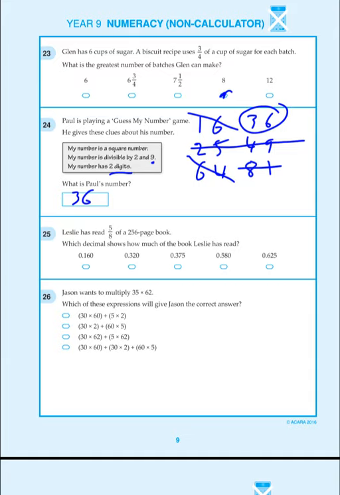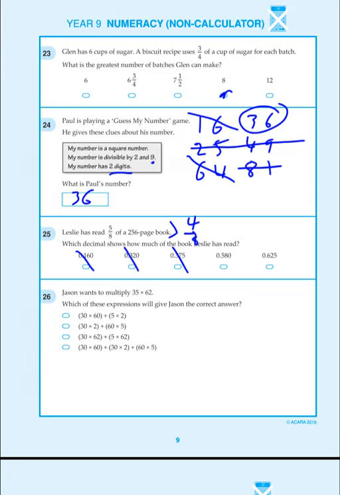Okay, so Leslie has read 5 8ths of a 256 page book. Which decimal shows how much of the book she has read? So I know that 5 8ths is 0.625 or 62.5%. If you didn't know that, then that makes it a little bit trickier. Because 5 8ths is more than 4 8ths, it means it has to be more than half. It has to be more than 0.5, so that rules out a number of them. It leaves you just with those two.